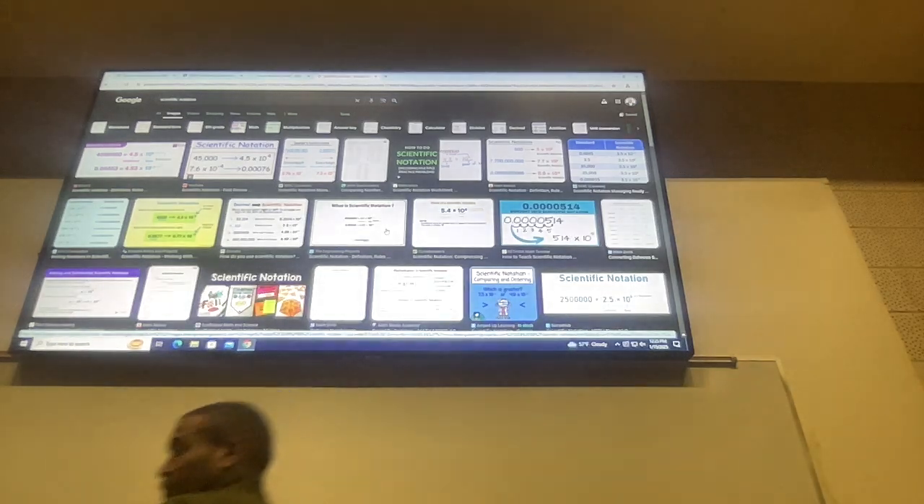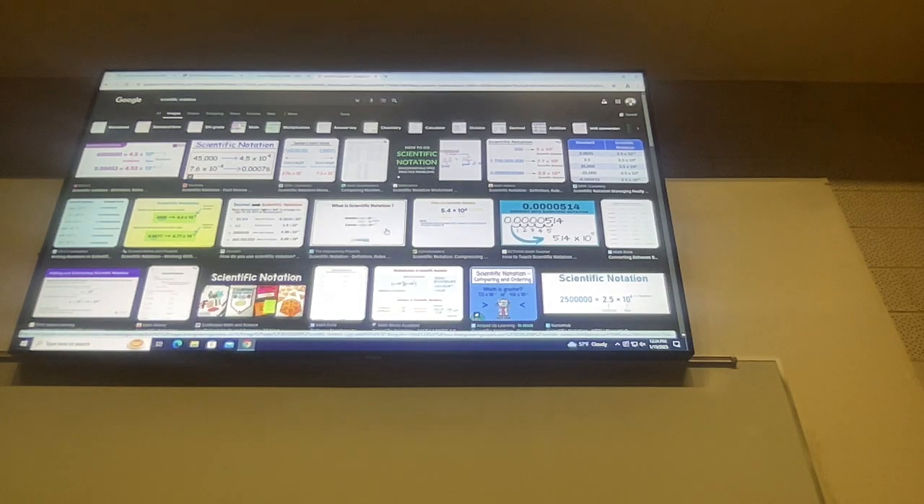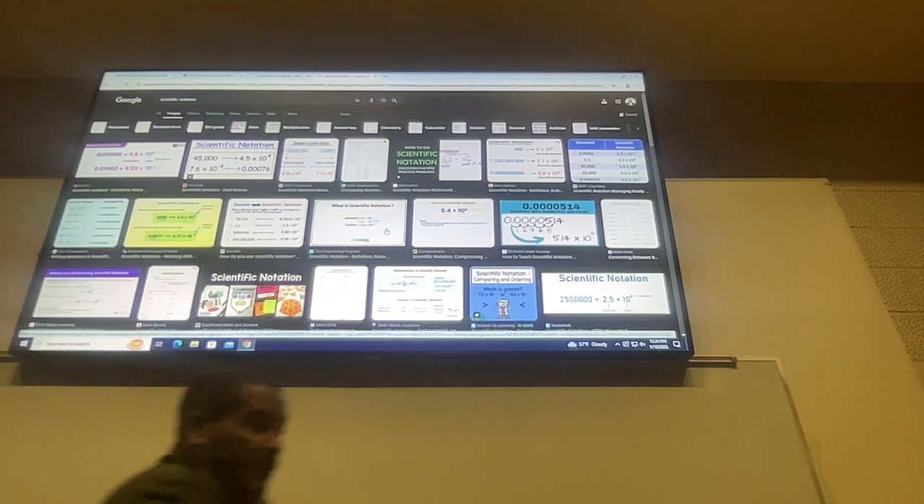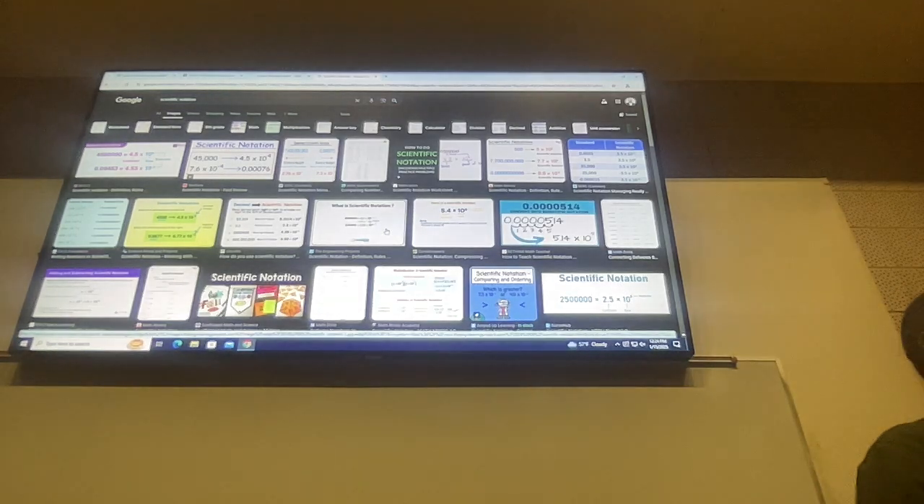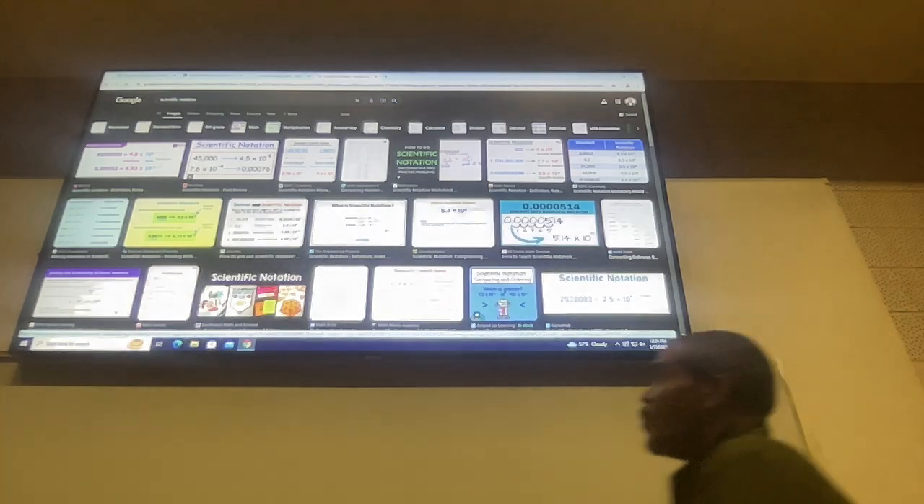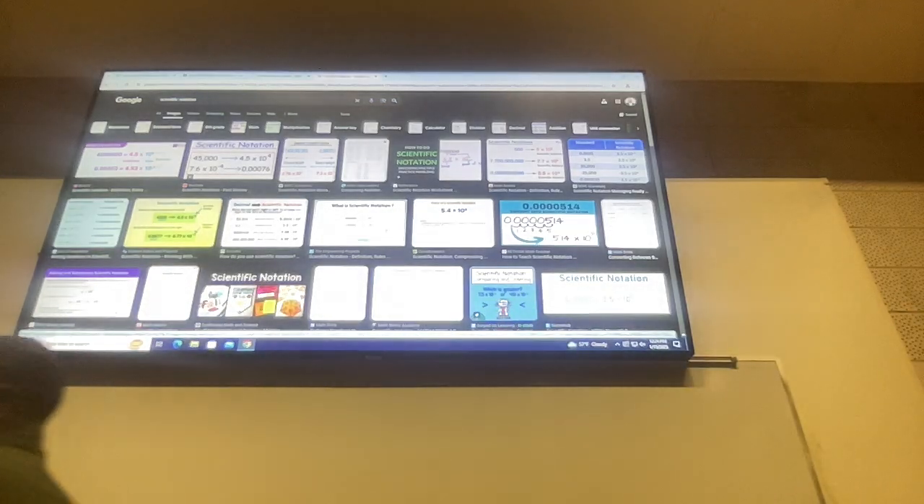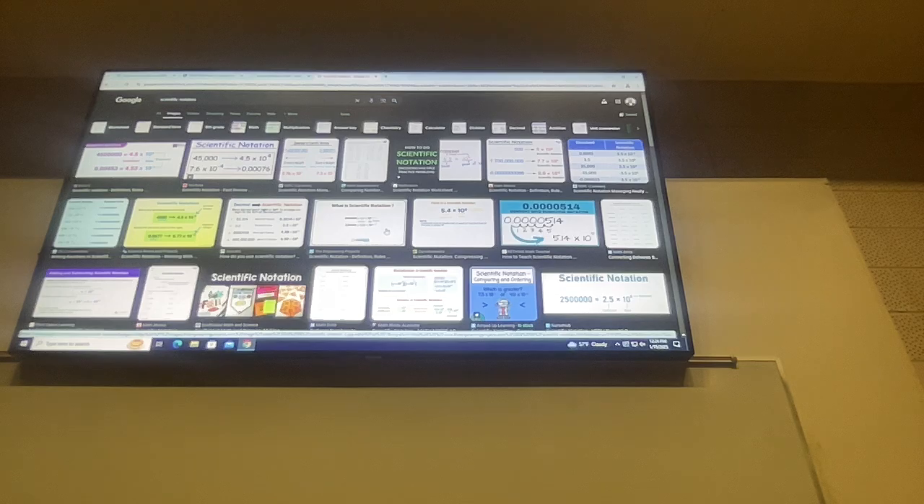You can look at any one of them, but I draw your attention to 45,000 right there. 45,000 written in scientific notation is 4.5 times 10 to the 4, right? And so 4.5 is what we call what? What do we call 4.5? What is that?